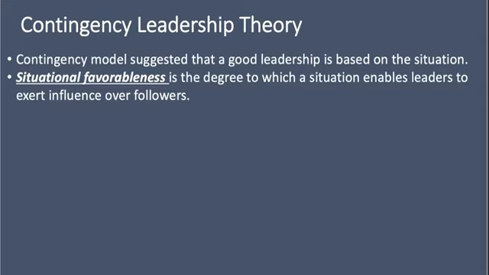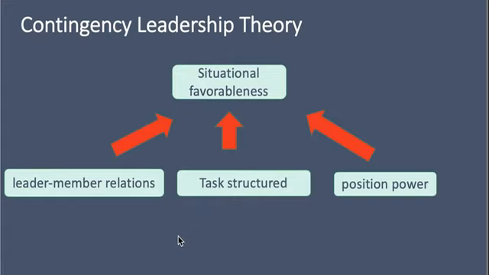How can we define situational favorableness? There are three factors. The first factor is the leader-member relationship. If the leader and members have very good relationships, the situation is more favorable. Second is task structure. Task structure is whether the organization or department is really well organized. Everyone understands what they need to do, and they don't have a lot of conflict between employees in terms of the tasks they need to complete. This is called task structure.